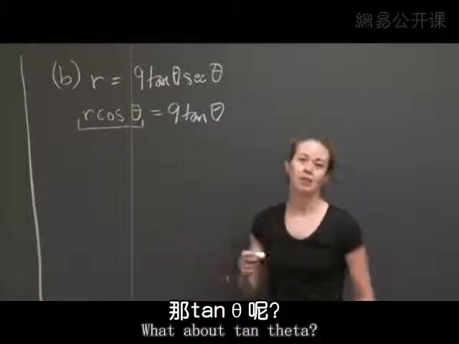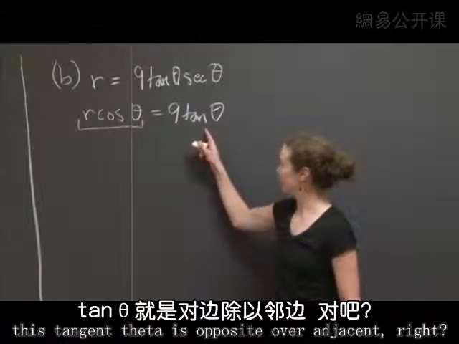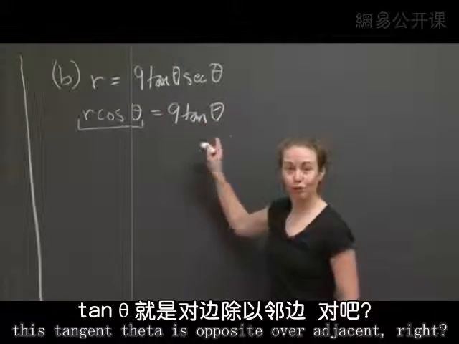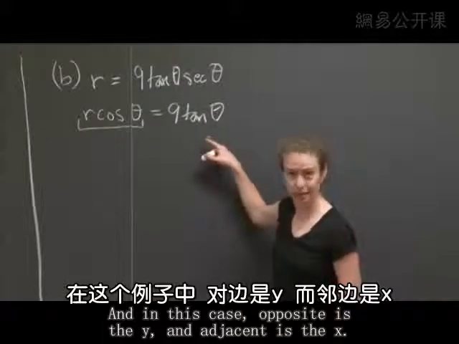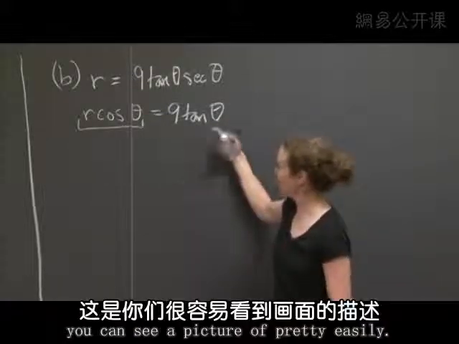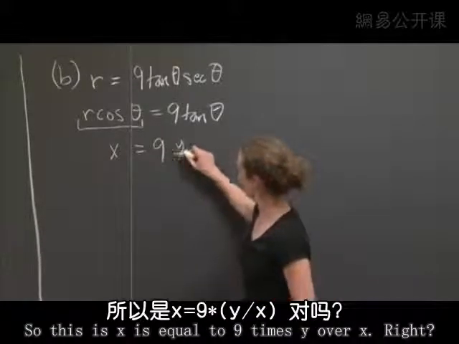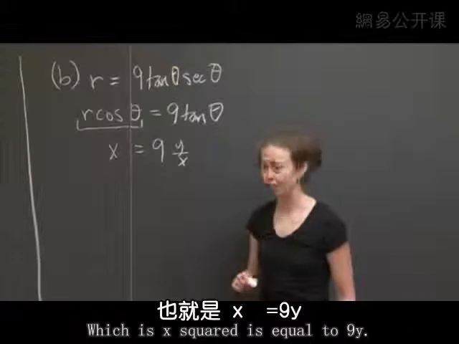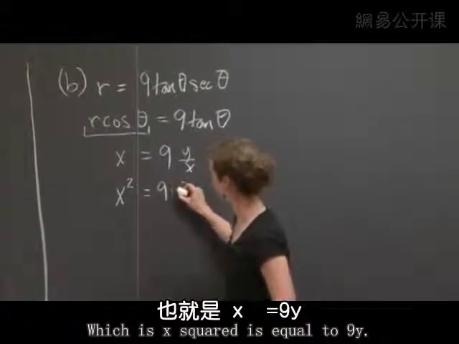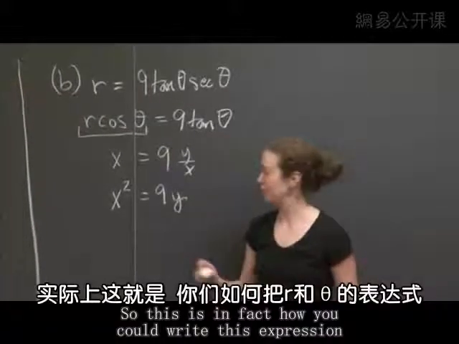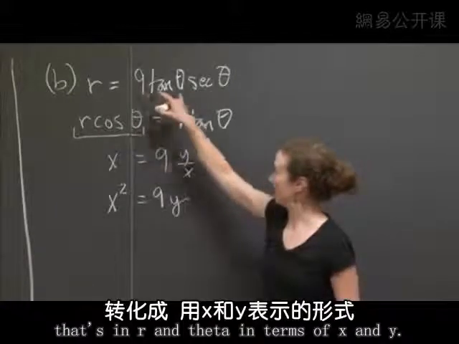What about tan theta? Tangent theta, remember, if you recall this, tangent theta is opposite over adjacent. And in this case, opposite is the y and adjacent is the x. This is something you saw a picture of. You can see a picture of pretty easily. So this is x is equal to 9 times y over x, right? Which is x squared is equal to 9y.